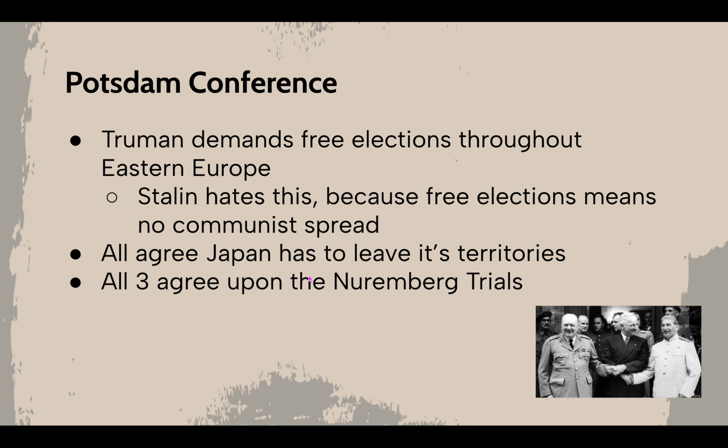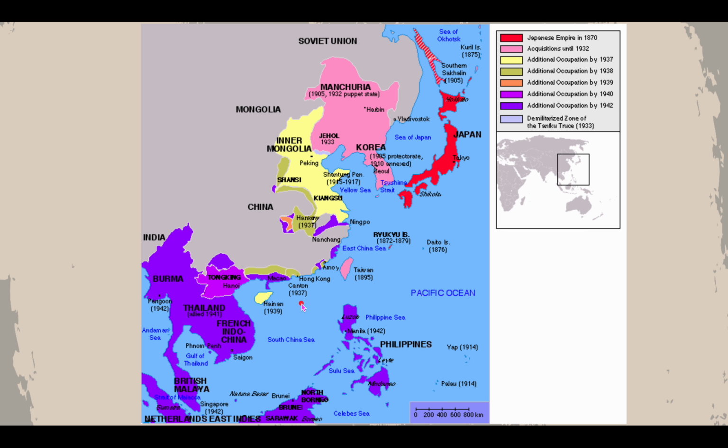Truman demands free elections throughout Eastern Europe. Stalin really hates this because free elections mean no communist spread. And all agree that Japan has to leave its territories that it conquered in China and other parts of Asia. And all three agree upon the Nuremberg trials. So again, here's a map of Japan and all of the land that Japan had laid claim to during World War II.